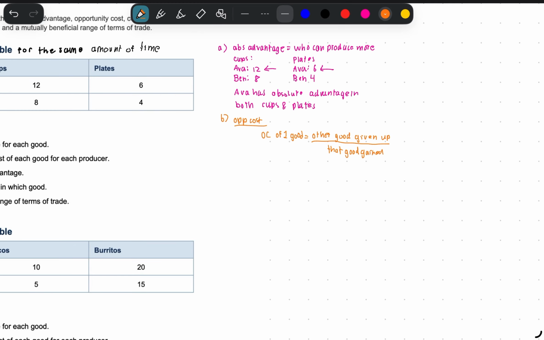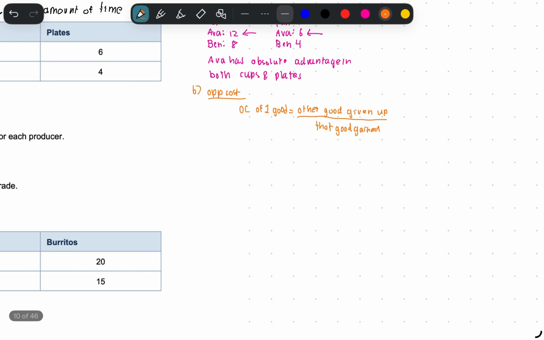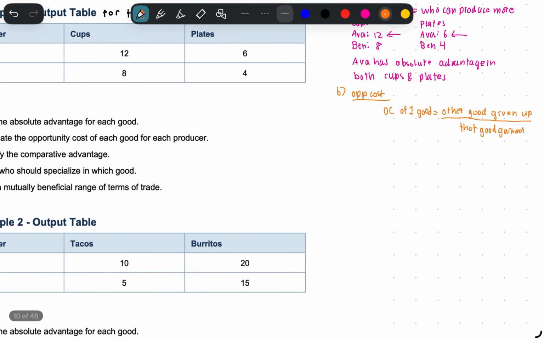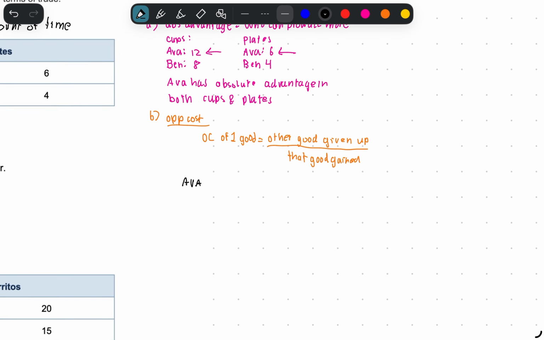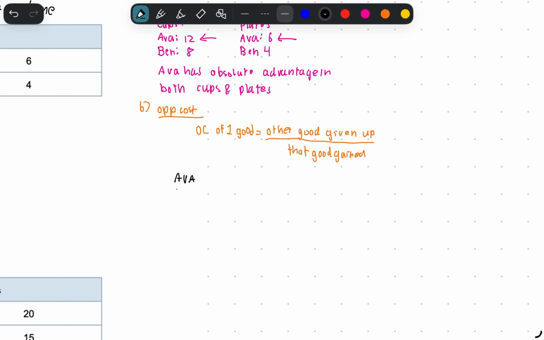Now let's show this in action. We can calculate this for both Ava and Ben. Ava's opportunity cost: she can make either 12 cups or 6 plates. So, the opportunity cost of 1 cup for Ava is equal to 6 plates over 12 cups. And that's going to be 1/2 a plate.